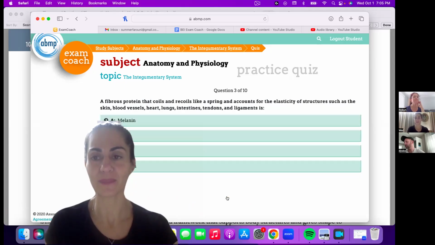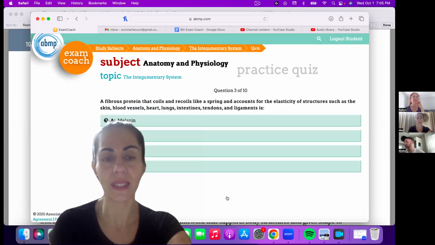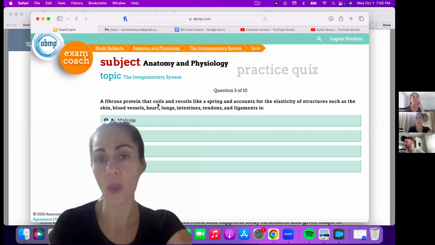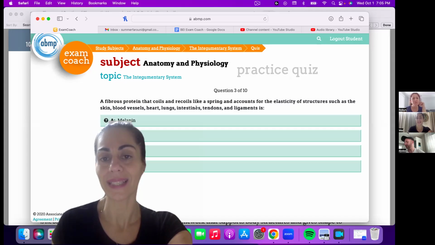Good job. Okay, question, it's supposed to be 2, but it's 3. A fibrous protein that coils and recoils like a spring and accounts for the elasticity of structures such as the skin, blood vessels, heart, lungs, intestine, tendons, and ligaments.